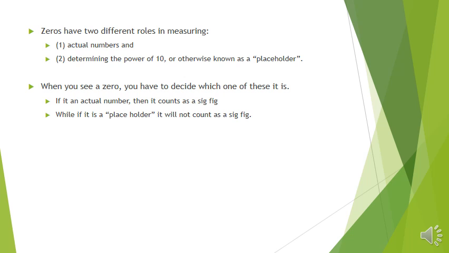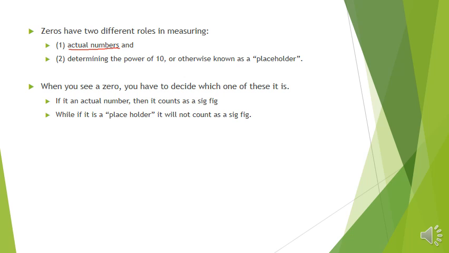One, the zero can actually be a number, right? A zero is a number. It's like 1, 2, 3, 4, 5, 6, 7, 8, 9, 0. Okay, 1, 10. The 0 in 10 is a number. The other thing that 0 could be is it determines the power of 10, otherwise known as a placeholder.